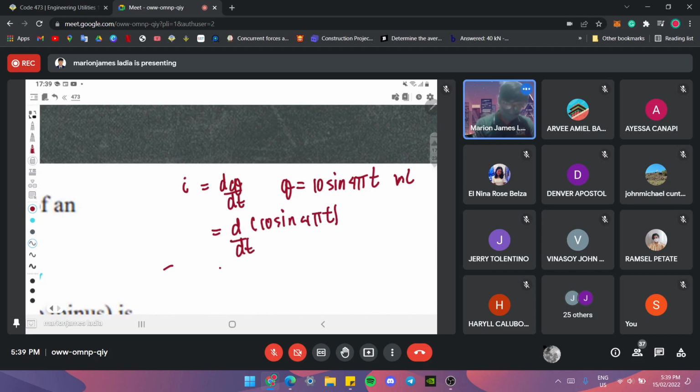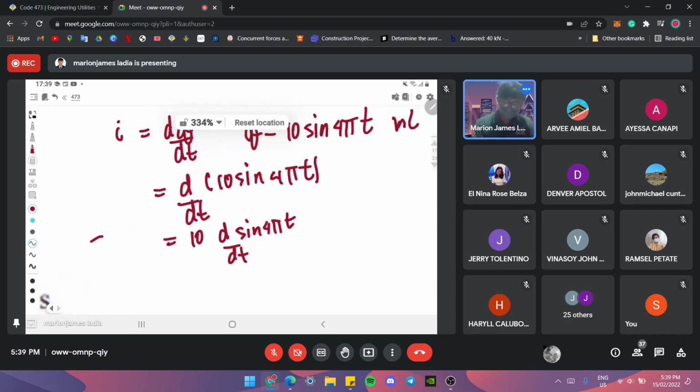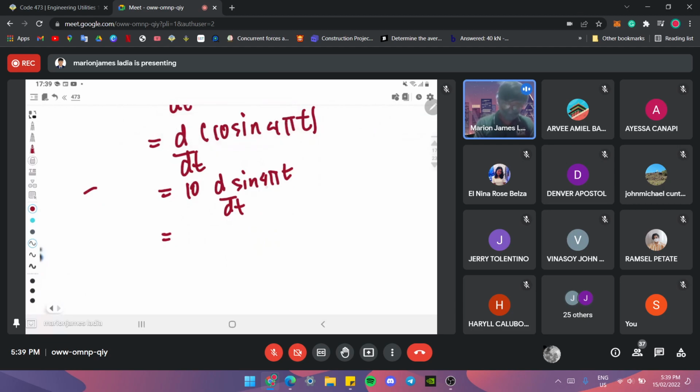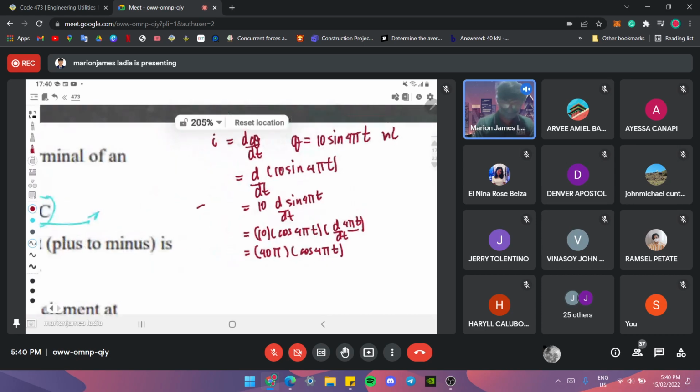with respect to t. Of course, I will have a value equal to 10 multiplied by the derivative of sine 4 pi t with respect to t. The derivative of sine is cosine, so cosine 4 pi t multiplied by the derivative of u, which is 4 pi t with respect to t. Huwag niyong kalimutan, no? Alam ko naman gawin niyo yan. The derivative of 4 pi t is 4 pi. So therefore, I is equal to 40 pi cosine 4 pi t. So that is our I.